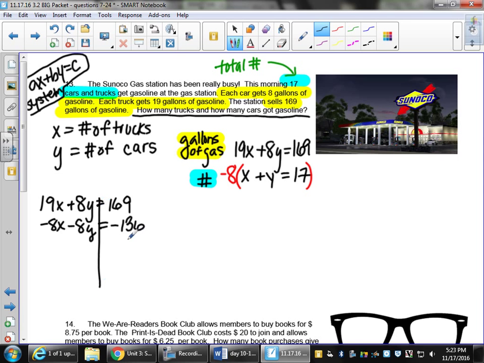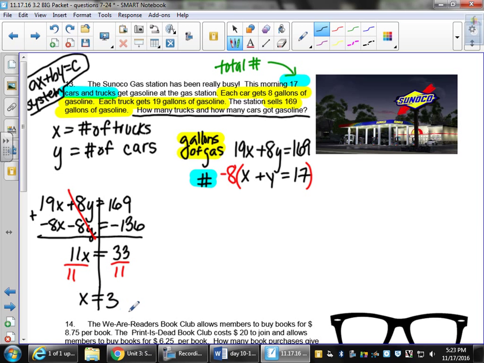Let's combine these and see what happens, adding them together. Positive 8y and a negative 8y cancel. Now we have 19x minus 8x is 11x equals 169 minus 136 is 33. Dividing both sides by 11, I get x equals 3.